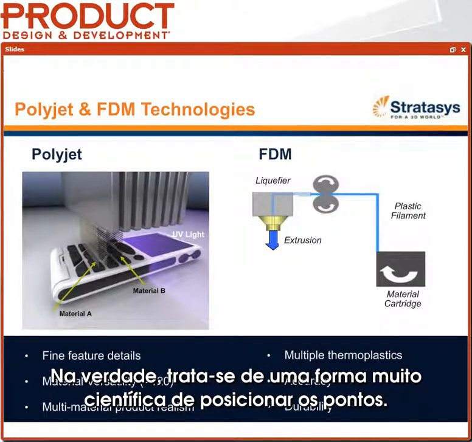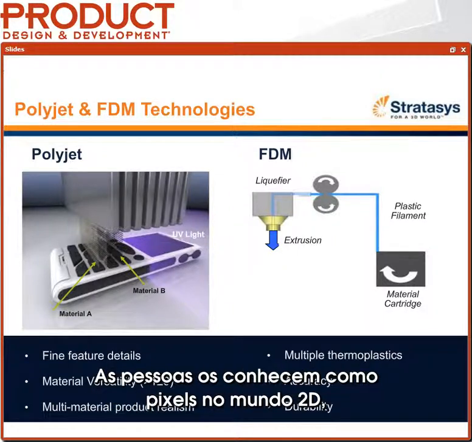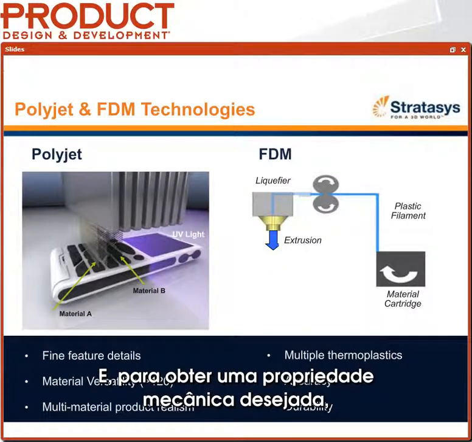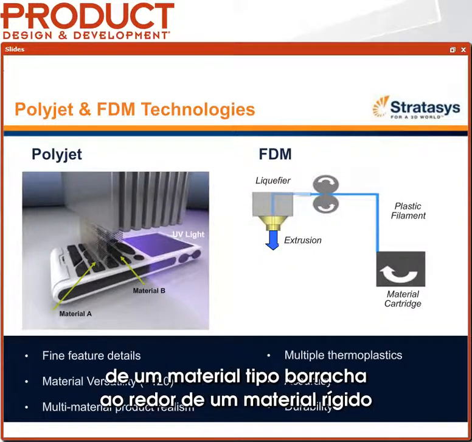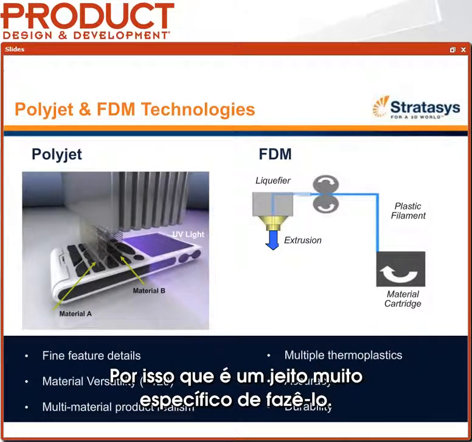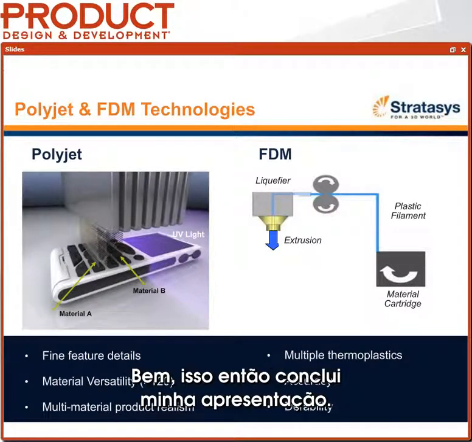It's actually a very scientific way of laying down the dots. In the 3D printing world, they're referred to as voxels. People know them as pixels in the 2D world. They're voxels in the 3D printing world. And to get a desired mechanical property, we scientifically lay down 3 dots of a rubber-like material surrounding a rigid-like material to get a specific, repeatable mechanical property. So it's a very scientific way of doing it, and it allows you to get repeatable results over and over again. So that's really the extent of my presentation.